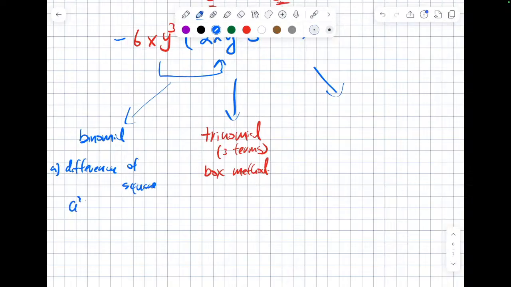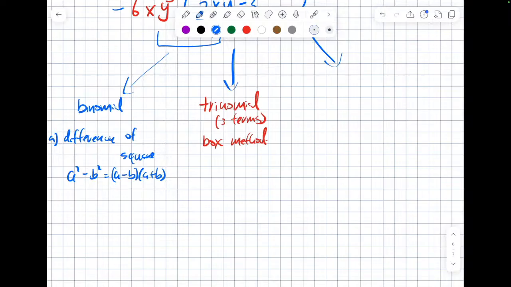Which is a squared minus b squared equal to a minus b times a plus b. Those of you who are good algebra 2 students know what this formula is about. However, you might not remember this formula called a to the cube plus b to the cube. This is called sum and difference of the cube.